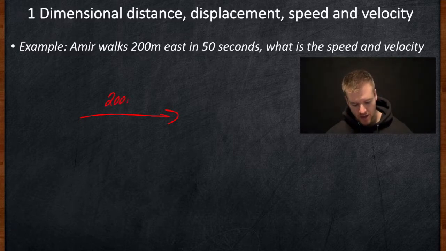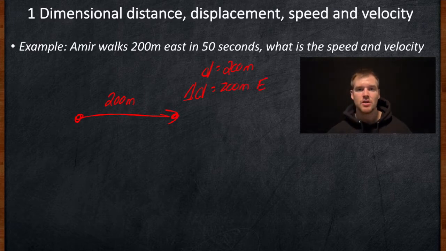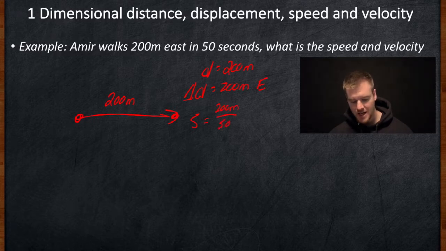This is 200 meters. I'm going to start with the distance. He went 200 meters. This is a pretty easy example. The displacement from where he started to where he ends up is also 200 meters, but that's going to be east. Remember, I have to consider the direction for vectors. Now I'm going to put the speed. That's calculated by our distance divided by our time. So that's 200 meters divided by 50 seconds, and I'm getting an answer of 4 meters per second.